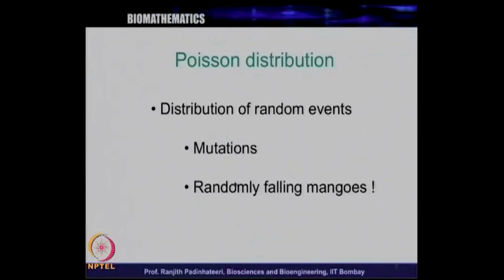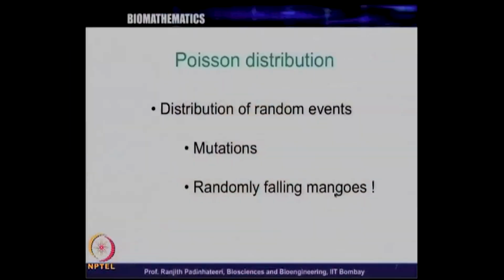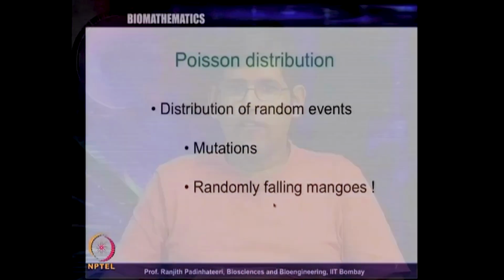In day to day life, we can think of many examples that can happen randomly. One example that everybody might have seen is, let's say you go under a mango tree or an apple tree, whatever tree you like, and mangoes randomly fall down. We will discuss randomly falling mangoes and how that can be described using the Poisson distribution. But first, let us go to mutation.